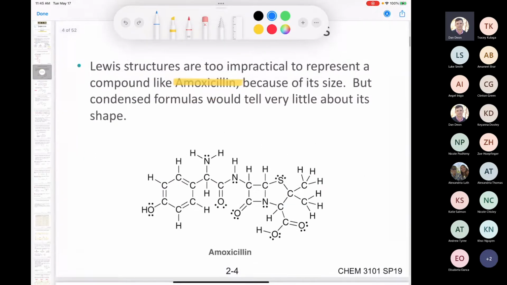But what we're interested in is that even though amoxicillin isn't a humongous molecule, you can see how its Lewis structure is kind of complex. It would take a long time to write out. Its condensed formulas would tell us very little about its shape, right? You've got a ring here, another one here, another one here. And so in order to understand its shape, it's more effective to draw what's called a bond line structure.